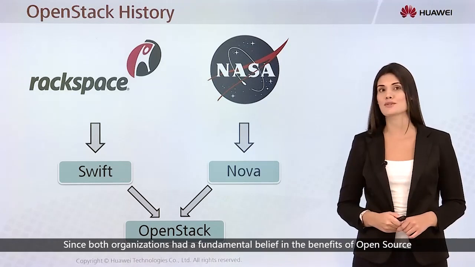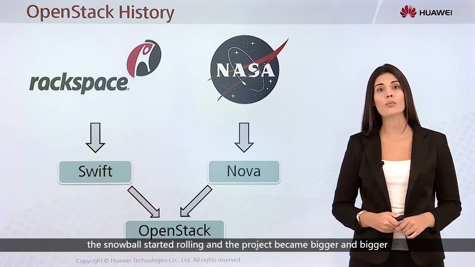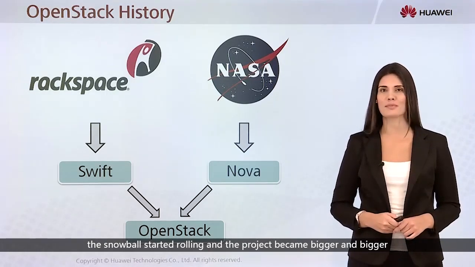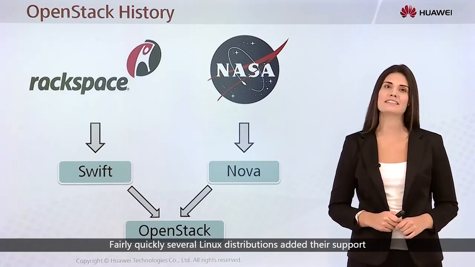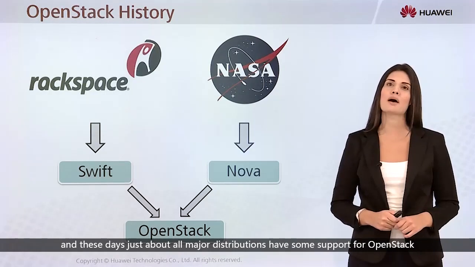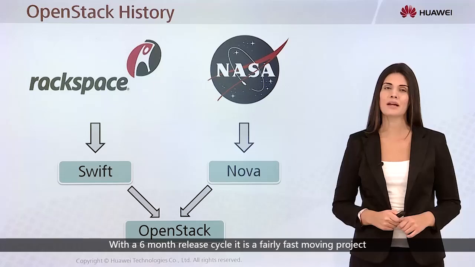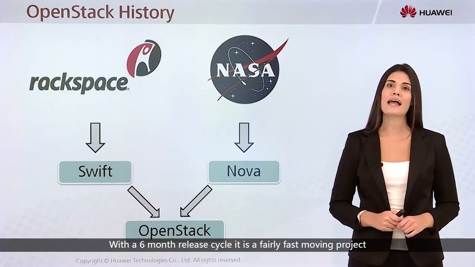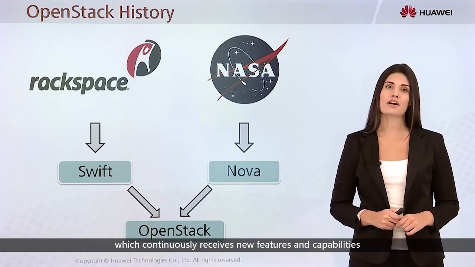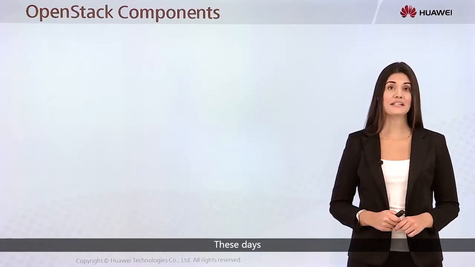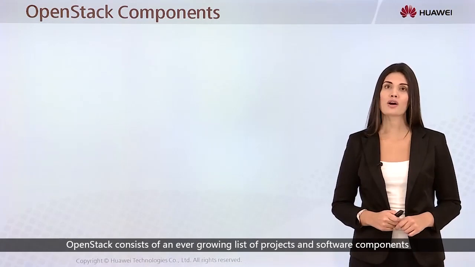Since both organizations have a fundamental belief in open source, the snowball started rolling as the project became bigger and bigger. Fairly quickly, several Linux distributions added their support, and these days just about all major distributions have some support for OpenStack. With a 6-month release cycle, it's a fairly fast-moving project, which continues receiving new features and capabilities. These days, OpenStack consists of an ever-growing list of projects and software components.